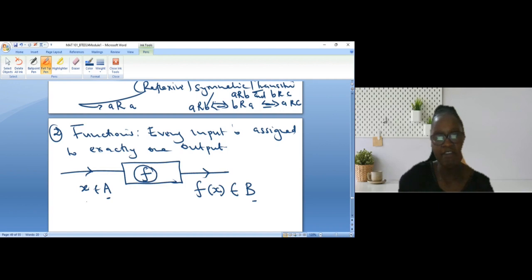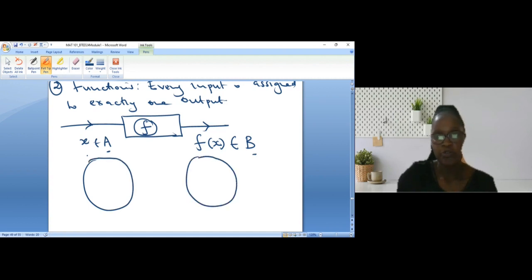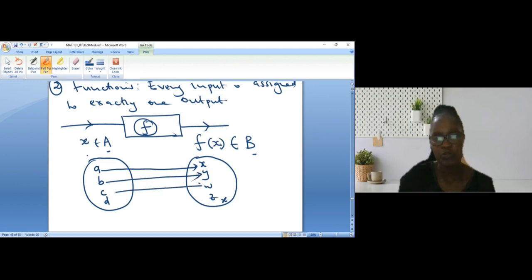So a function requires that every input is assigned to exactly one output. So it cannot have more than one image. The other way we visualize functions is the same way we visualize relations. You can use arrow diagrams. For example, if I have this function with a, b, c, d and x, y, w, z, every input is assigned to exactly one output.